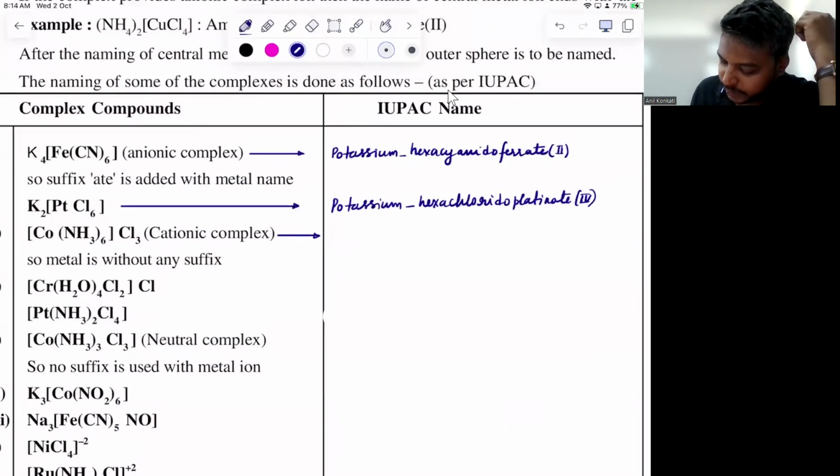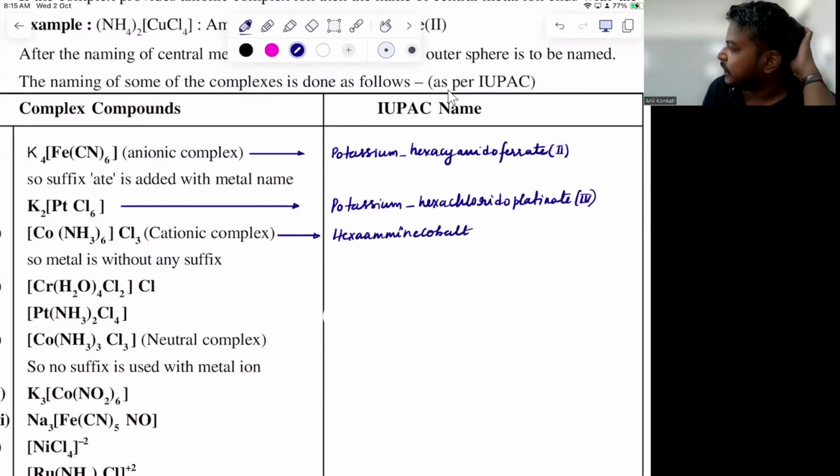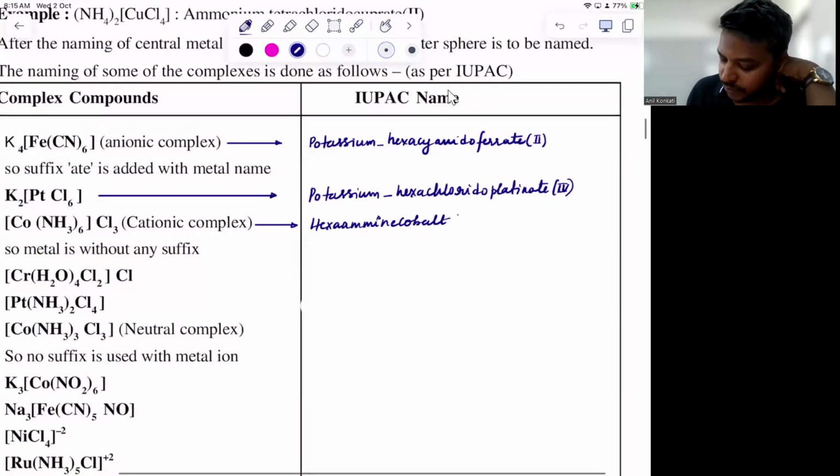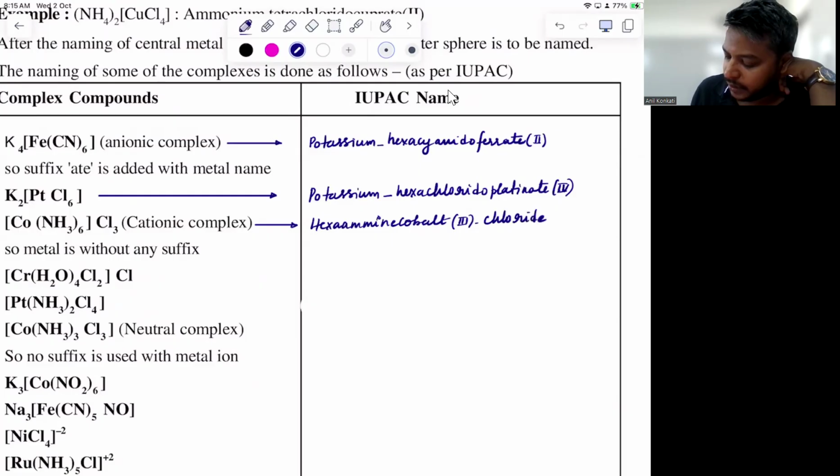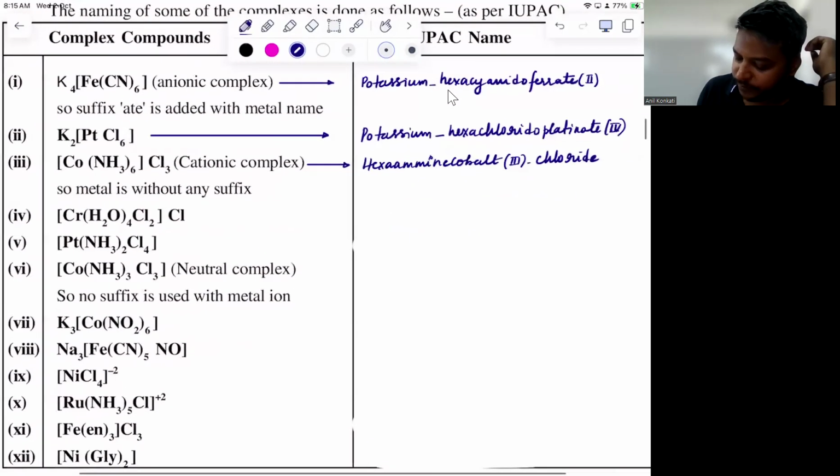Next one, this is hexaammine. How many M? 2M here. Hexaammine cobalt, common name. Now, when you have the cationic part or the neutral part, we always use the common name. So on that, we will have +3, space, and then chloride. Outside name is only chloride.